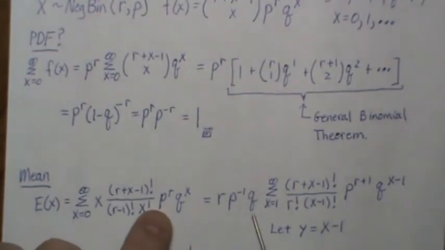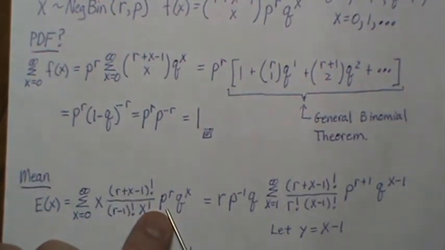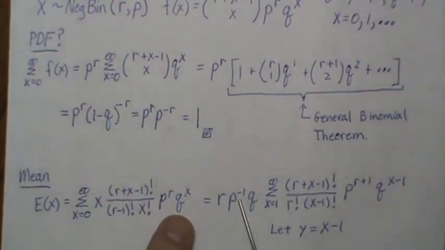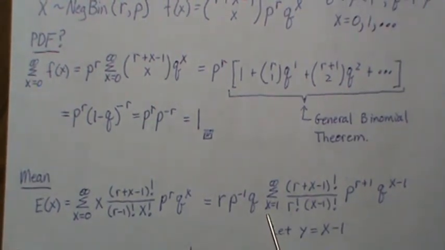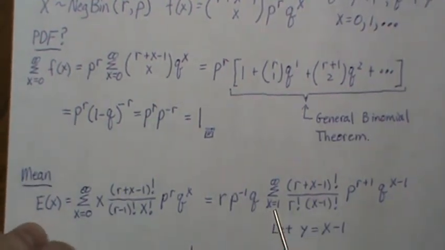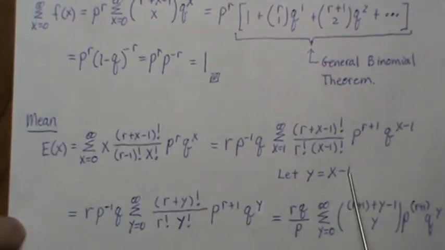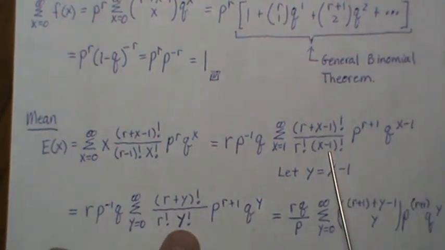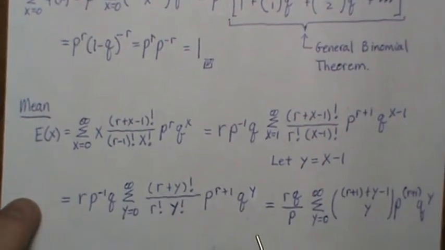We multiply by P and divide by P. That's what the plus 1 and the minus 1 represents. And we pull out a Q to make that X minus 1. Now, an index is just a dummy variable in a sense. So let's let Y equal X minus 1. Then when we make that change, this is Y, this is Y, and everything else stays the same.